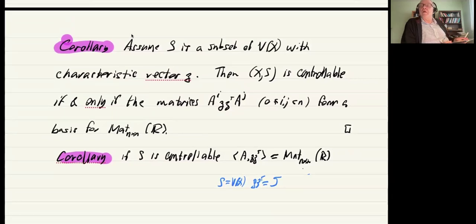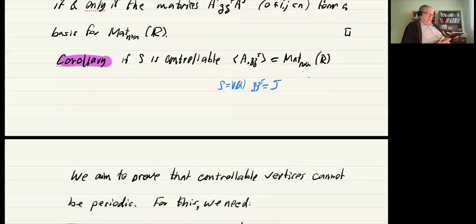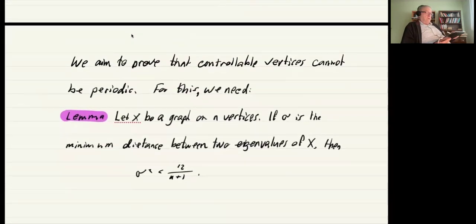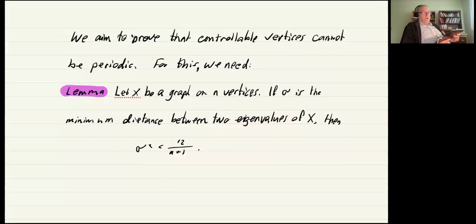So again, any questions? Like, what's the time? 14:04. Yeah. My aim now is to prove that controllable vertices cannot be periodic. Okay, and so there's a lemma in here which does what I need. That's all I can say for it. No, I find the proof interesting.